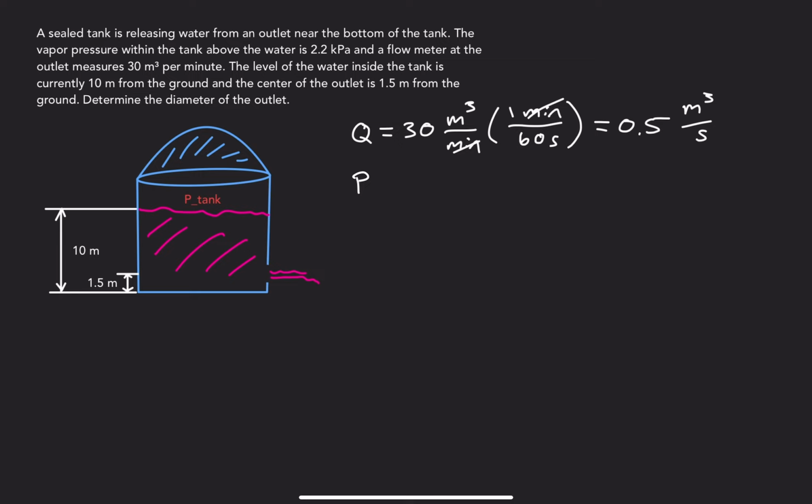Now we also know that our pressure at the outlet, so let's label our outlet point 2, label our water level inside the tank point 1. So P2 is 2.2 kPa. All right, and we're also shown in the diagram that Z1 is 10 meters and Z2 is 1.5 meters.